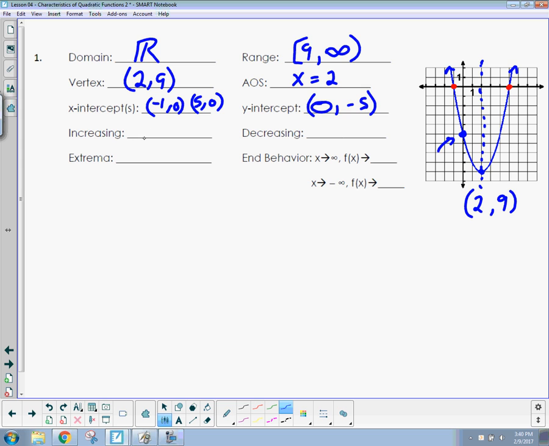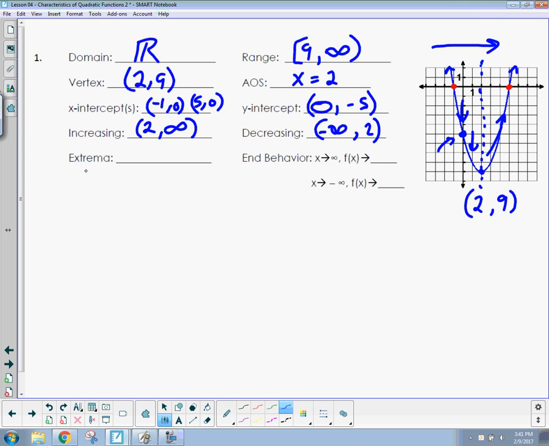Increasing, remember that's when the truck is going uphill. And that would be right here. In the valley, the truck will start to go uphill right there. Remember, it needs to be x values. So from 2 to infinity, it's increasing. Decreasing will obviously be the opposite direction. This is when it's decreasing, going down. So that would be -infinity to 2. Remember, you're reading these intervals of increasing and decreasing from left to right.